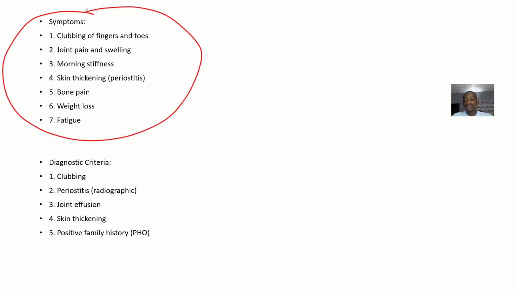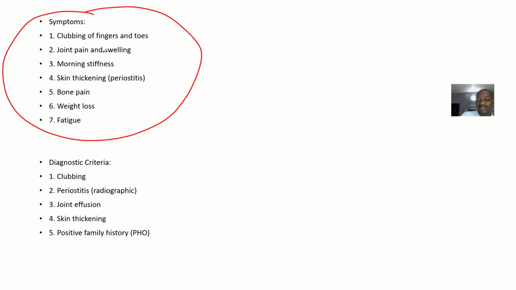Okay, then looking at the symptoms, like how will it show up? There'll be clubbing of the fingers and toes. Of course, that's how I got to know about this disease condition, because it is a possible differential diagnosis for finger clubbing, all right? There'll be joint pain and swelling, morning stiffness, skin thickness, bone pain, weight loss, and fatigue, all right?